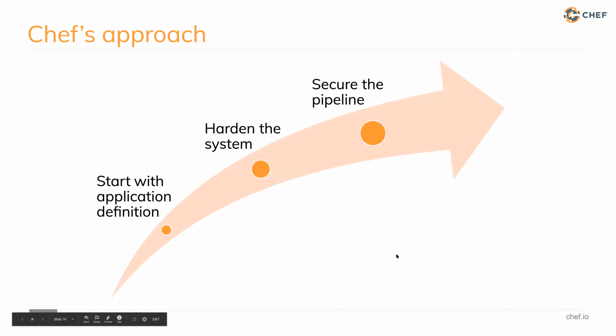All right, well, let's talk about Chef. I was going to say, let's talk about Chef's approach to dealing with the container threat vectors that Galen just talked about. So I'm going to start going into some detail around Chef's application delivery, starting with the application definition, and how that's better for containers. Talk about system hardening, which applies to both the container and the host that the container is running on. And then we'll talk about how this fits into your pipeline and how we secure the pipeline.